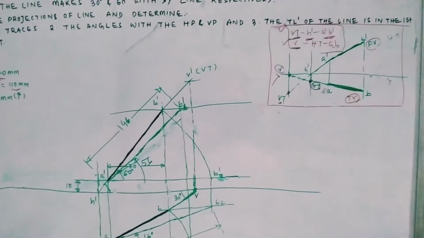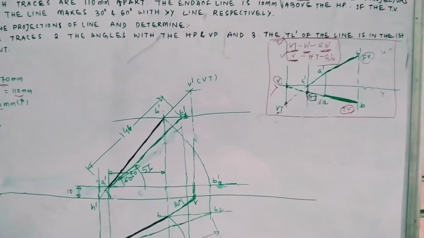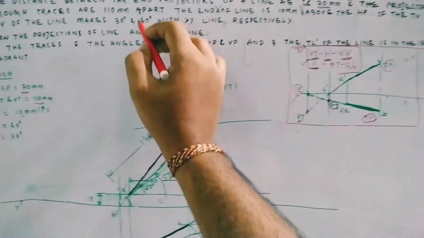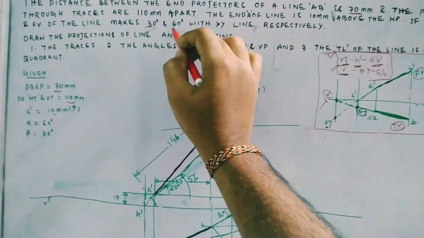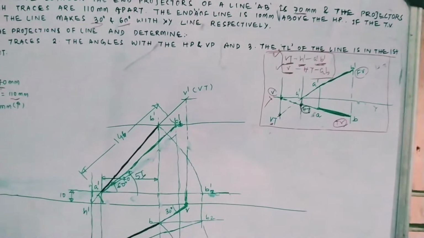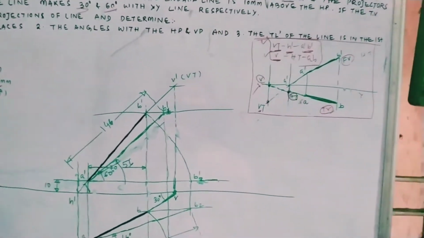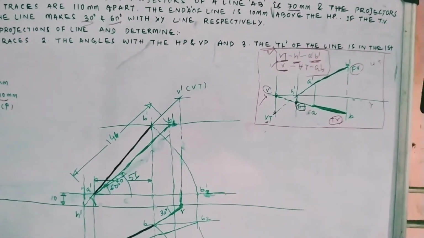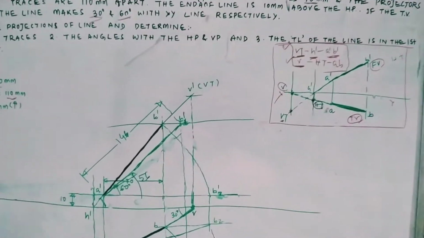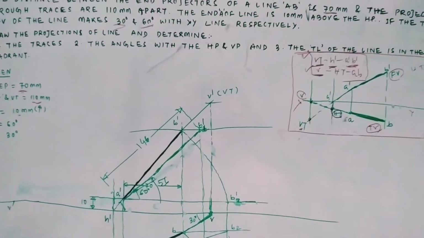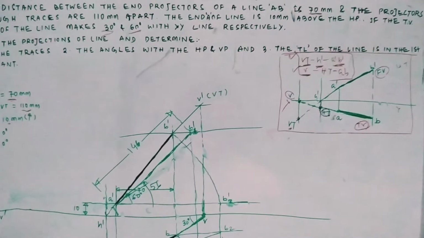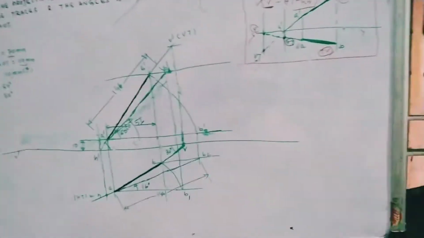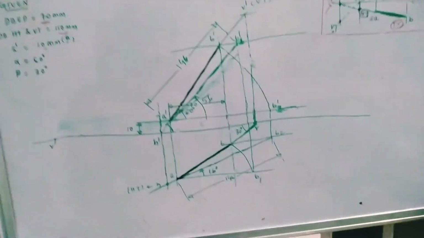Next thing given: the top view and front view of the line make a 30-degree angle and a 60-degree angle with the XY line respectively. So here alpha is given as 60 degrees. Alpha corresponds to the front view, with XY. The angle between the front view and the XY line is known as alpha, and the angle between the top view and the XY line is given by beta. So we have found all the data given here. Let us proceed towards the drawing.